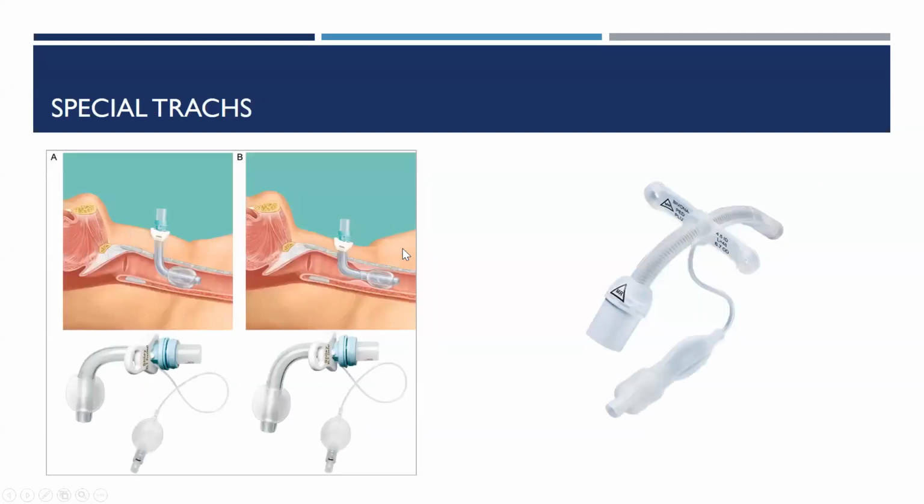And then there are some other special trachs, which again, all the information that you need to know is going to be written on the faceplate. You don't need to recognize what stuff looks like. You just have to read the words there. So these are called XL trachs.